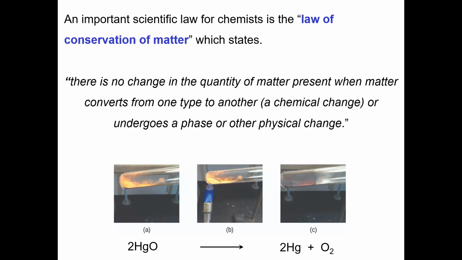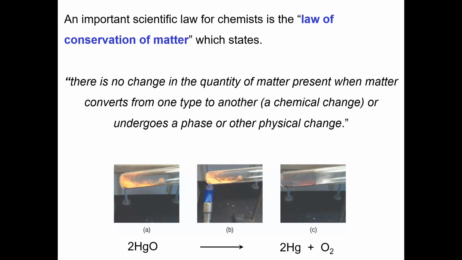But an important scientific law for chemists that's related to mass is what we call the law of conservation of matter. The law of conservation of matter states there is no change in the quantity of matter, that is the mass of an object, present when matter converts from one type to another, that is during a chemical change, or when matter undergoes a phase or any other kind of physical change.